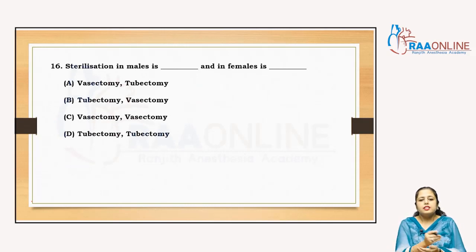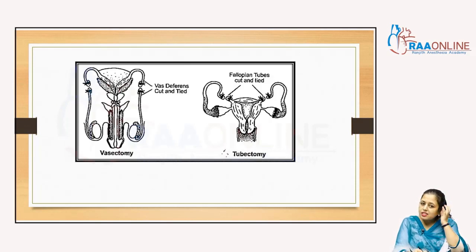Sterilization in male, what is sterilization? When we talk about sterilization, what does it mean? See here, that is the male reproductive structure and this is the female reproductive structure. When we cut the vas deferens and ligate it properly, then what will happen? We inhibit the path of sperm. So semen is released but without sperm. If the sperms are absent, there is no chance of fertilization. So that condition is called the vasectomy, because we cut the vas deferens.